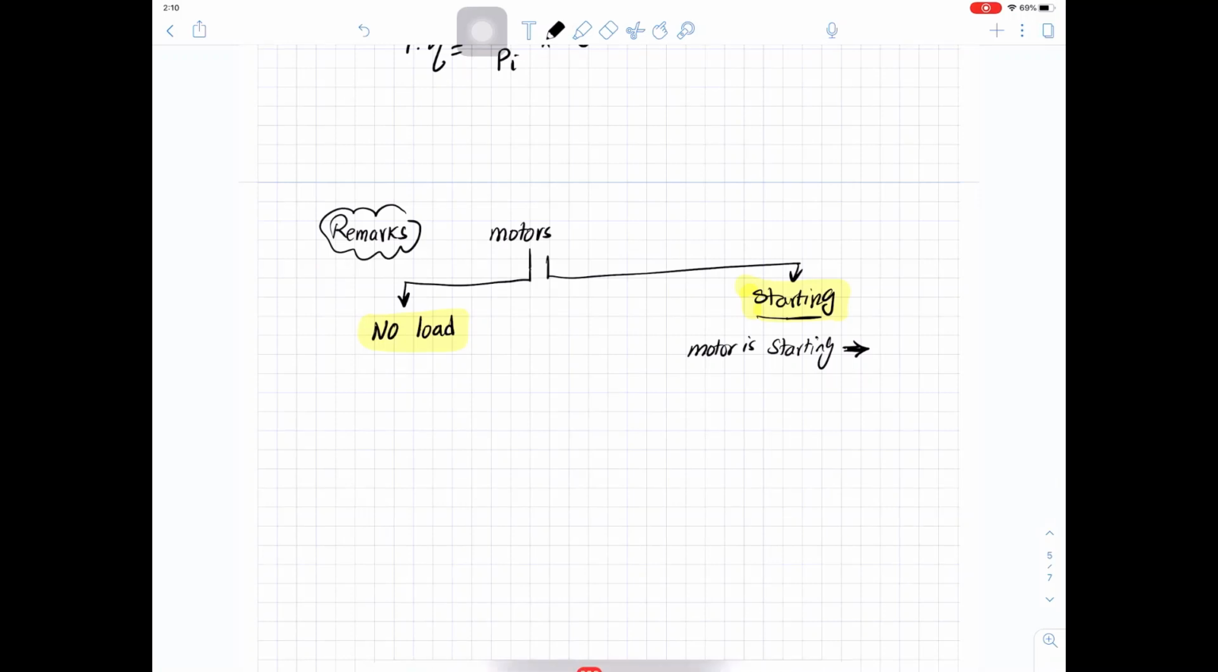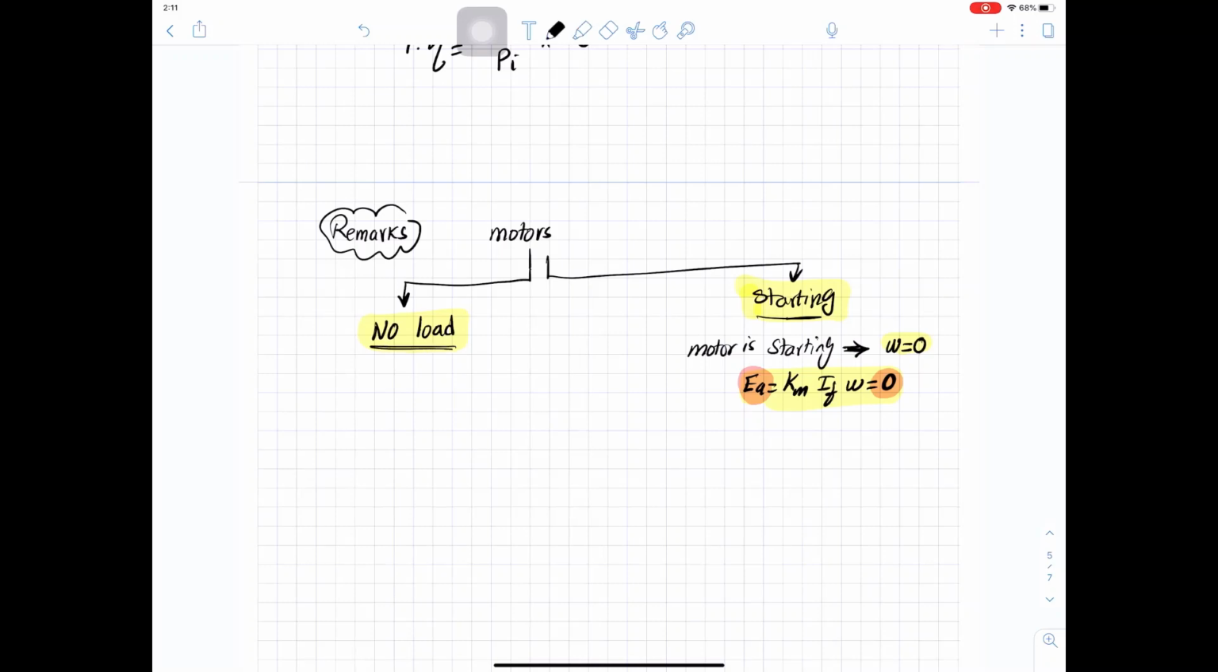If the motor is at starting, it means its speed currently is 0, and if the speed is 0, EA is K motor IF omega, so EA is 0. So this is the meaning of starting. To study the motor at starting, you put EA as 0.